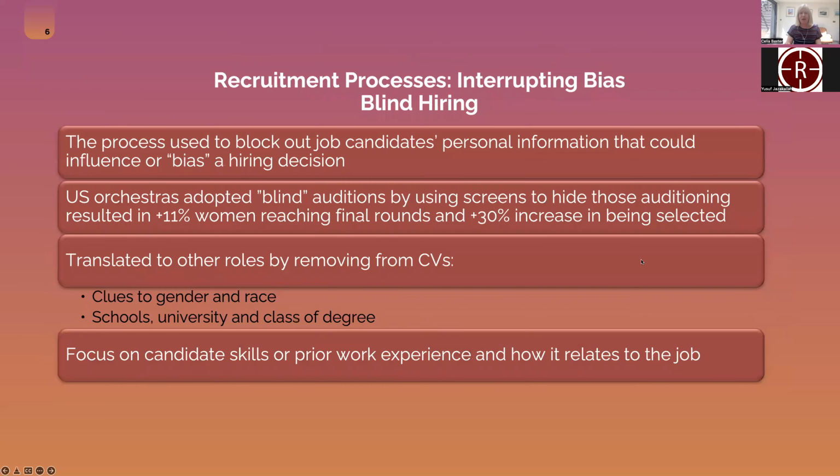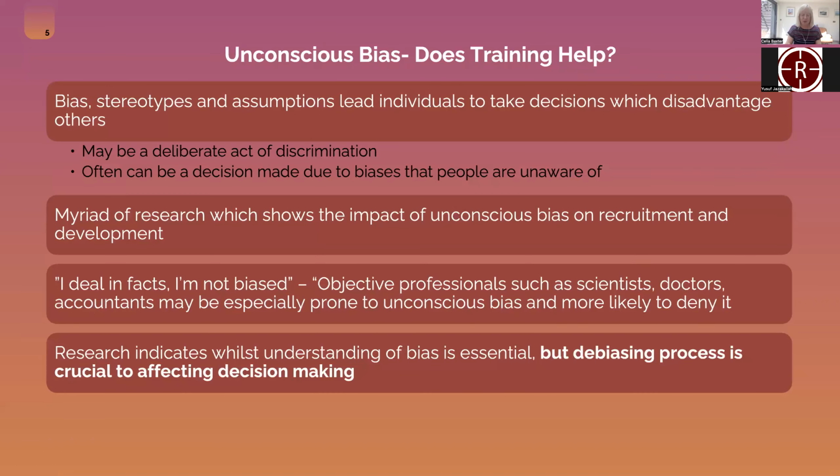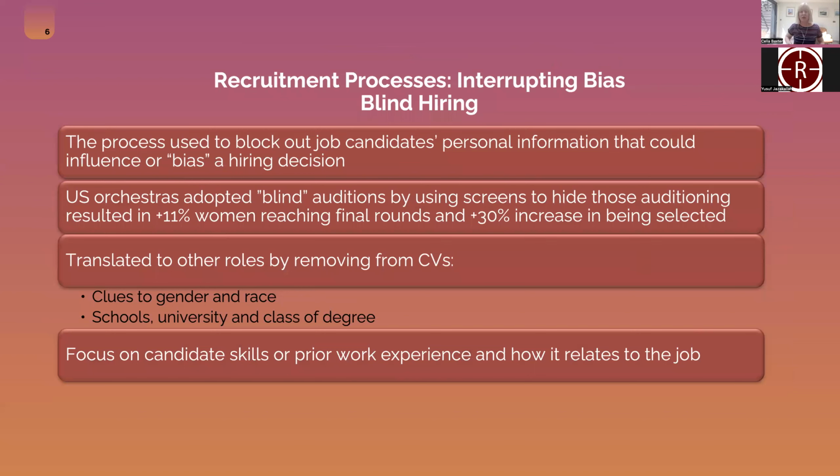So there's a lot of things that you can do on the recruitment process to interrupt bias. And so one of the things is blind hiring. So there's some research here that was done, and blind hiring is basically when on a CV or an application form, you take away details about the candidate, which may be things that people would see as stereotypical, and look at what the result is if you do that.